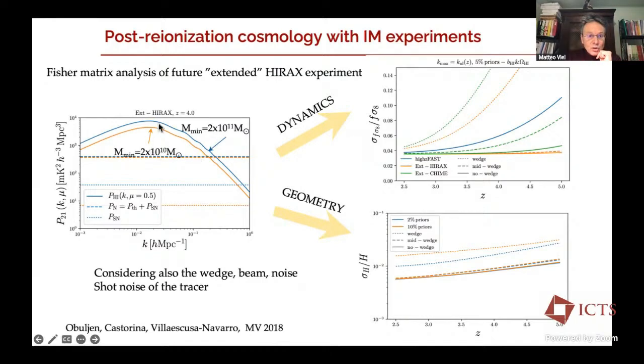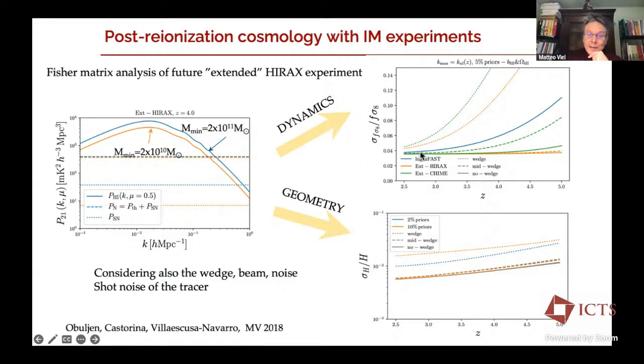And so here what you see, two theoretical models in which the amount of HI is hosted by halos above 10 to the 10 or 2 times 10 to the 10, redshift 4. So we are pushing it to high redshift. And we ask ourselves, what is such an observation doing in terms of dynamics and geometry? And it's doing extremely well.